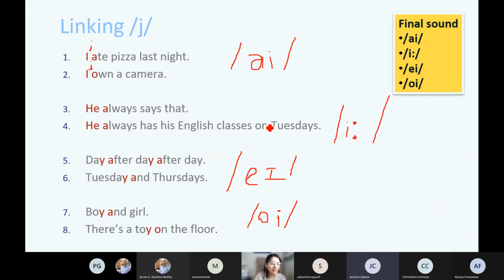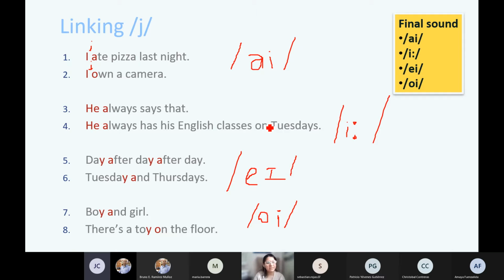And the second one, the same thing. Instead of saying "he always," we say "he always," linking the sounds. Patricio, can you pronounce those examples, please? He always says that. He always has his English classes on Tuesdays. Thank you very much.